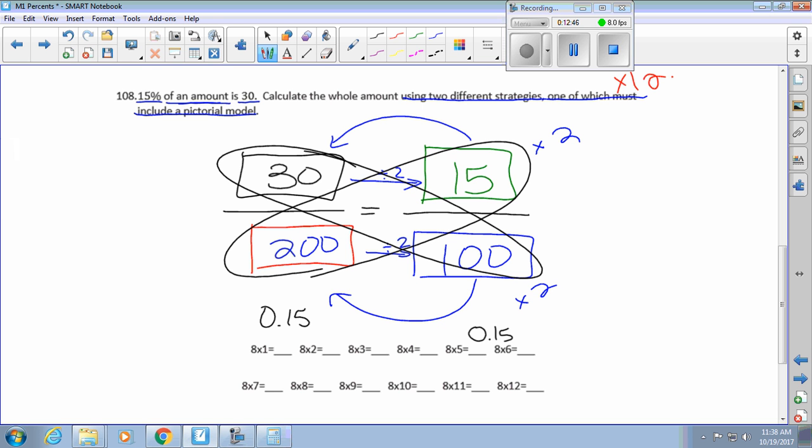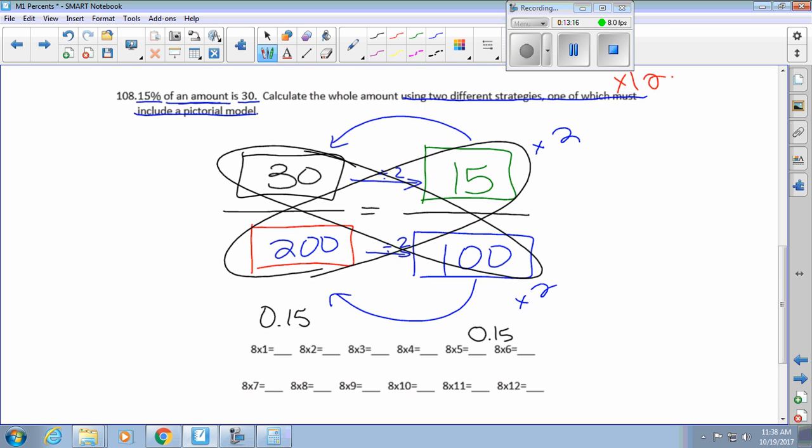All right, so does anyone want to tell me what we would do to see if they're equivalent? What do you think, Tori? When you do the butterfly, or in other words, cross multiply, you would multiply 30 times 100, and then you would multiply 200 times 15, so that would equal whatever your other one would equal. Very good.